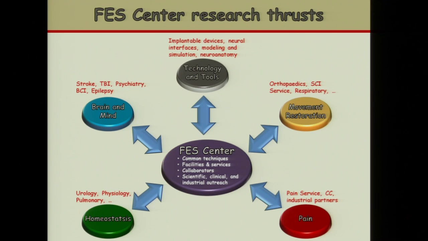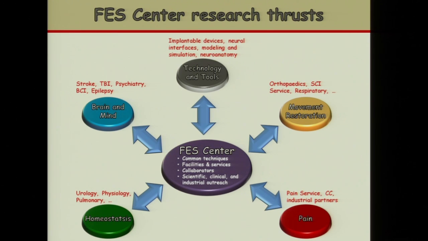Brain and mind include sort of things that we've worked on for a while, stroke, but also traumatic brain injury, psychiatry, brain-computer interfacing, and epilepsy. Homeostasis includes all these internal body functions that I talked about. And it will involve sort of collaborations with urology, physiology, pulmonary care, many other sort of clinical services. Pain, I just talked about.